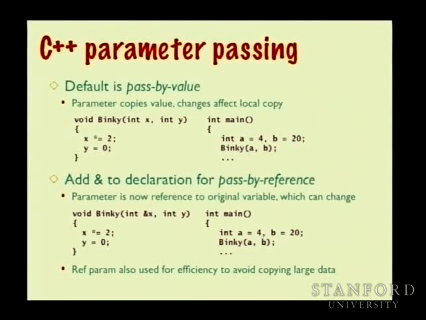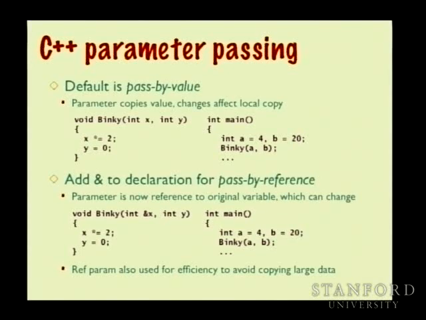In the situation where you really want to pass something in and have changes be permanent, there is an alternate declaration where you add an ampersand to the type. So instead of being an int, it's an int ampersand. That changes this parameter from being a pass by value to a pass by reference, or a reference parameter. In such a case, when I make a call to binky, this first argument will not be a copy. The second argument is still a copy because I haven't changed anything about it.